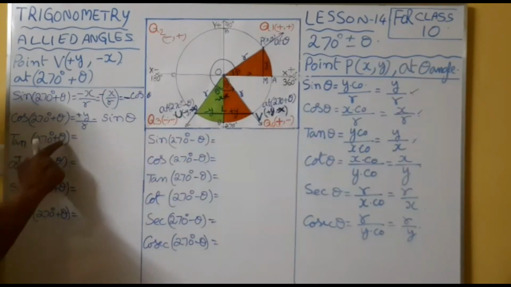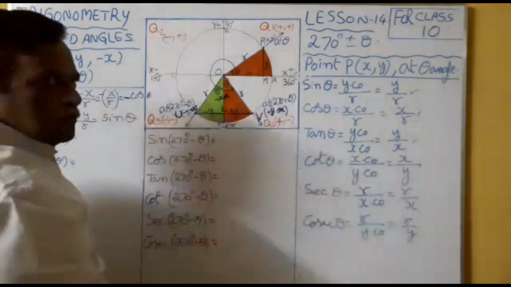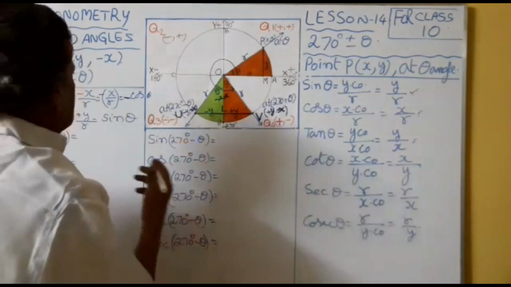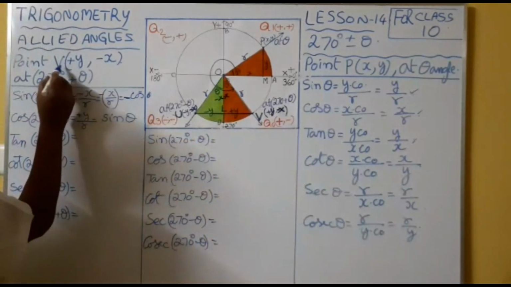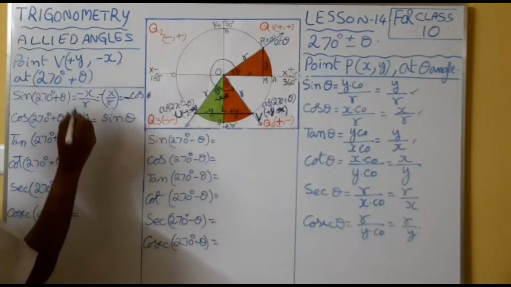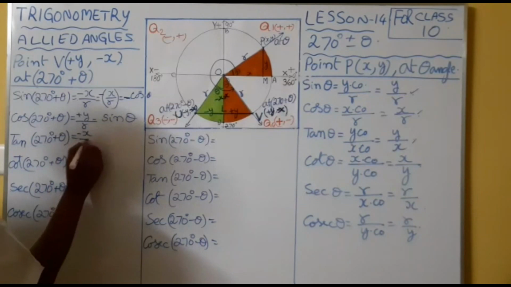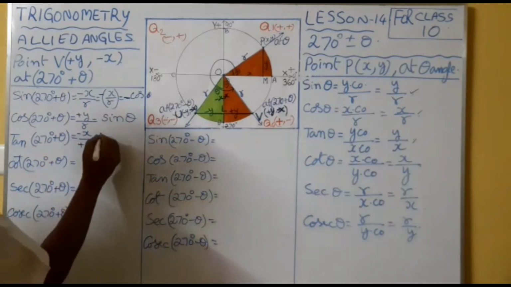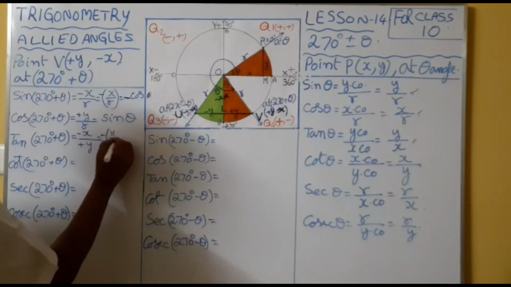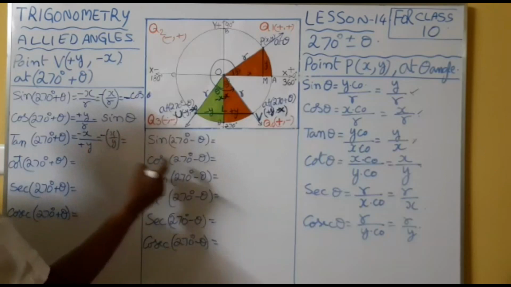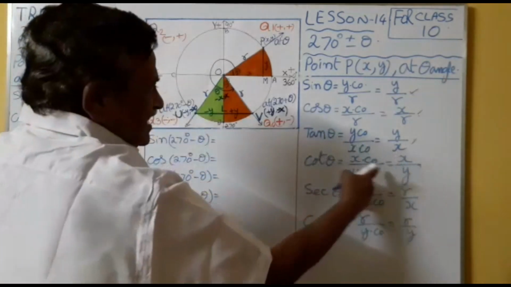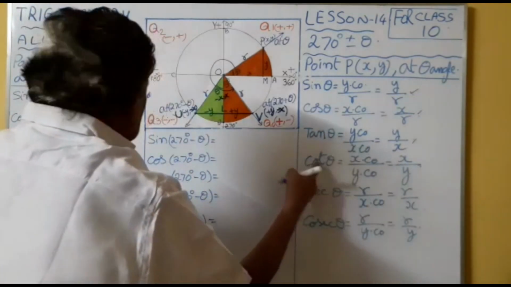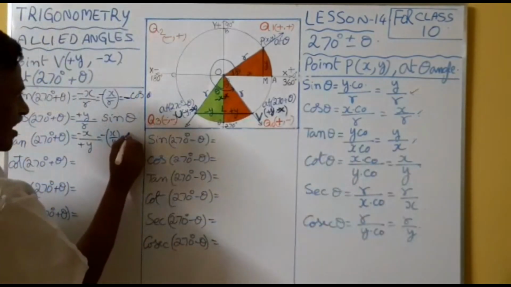Tan of 270 degrees plus theta. Tan definition is y coordinate by x coordinate. Here the y coordinate of point V is minus x, by plus y. This is equal to minus of x by y. What is x by y? X by y is cot theta. Therefore, this is minus cot theta.